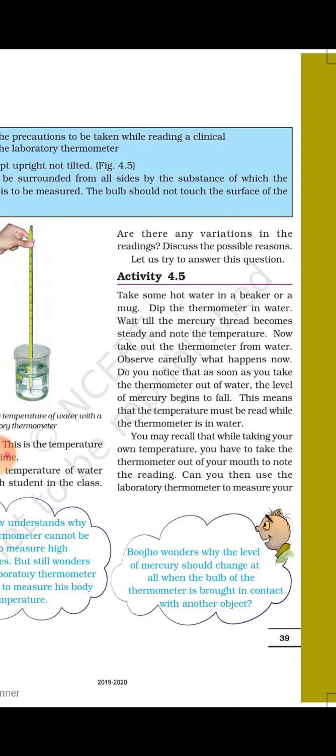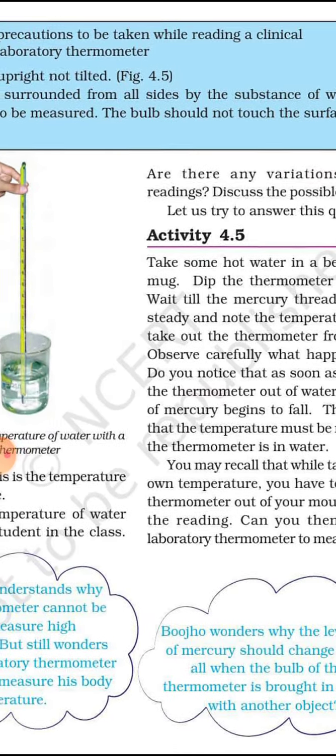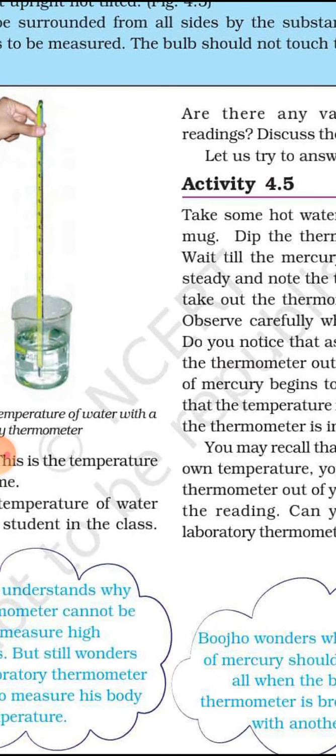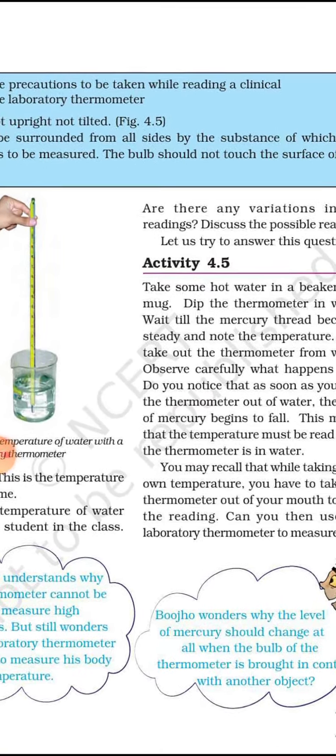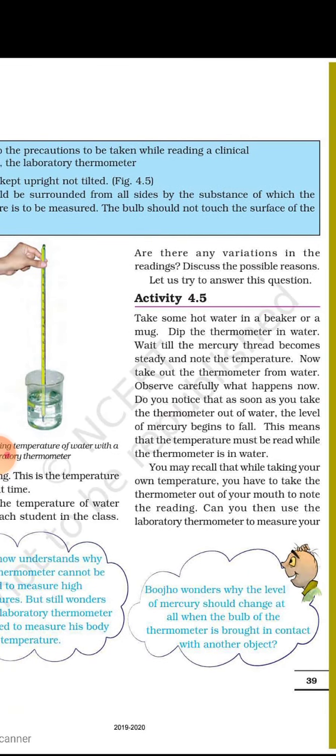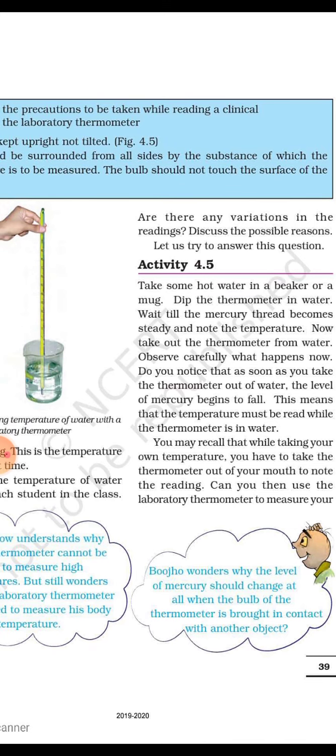You have to wait till the mercury thread becomes steady. Here at the end there will be mercury. It needs to stand steady. Until then you have to fix it safely, otherwise it falls down and the reading will not be clear. See, after taking the thermometer out of the water, do you notice the mercury level begins to fall? Yes, in this thermometer, after taking it from the beaker, it starts to fall. According to the time, for 1 minute or 2 minutes, you can take the readings.